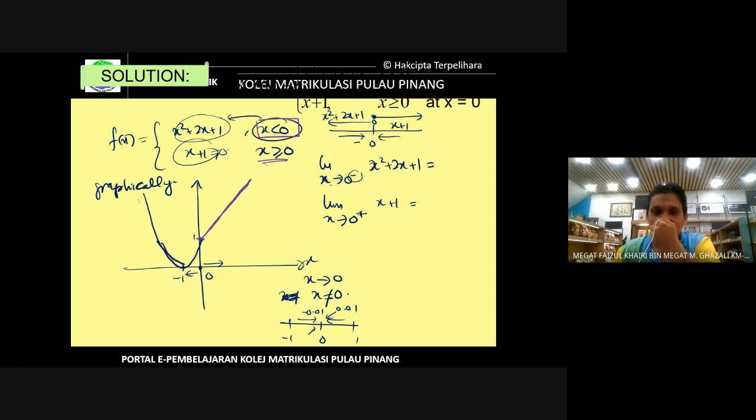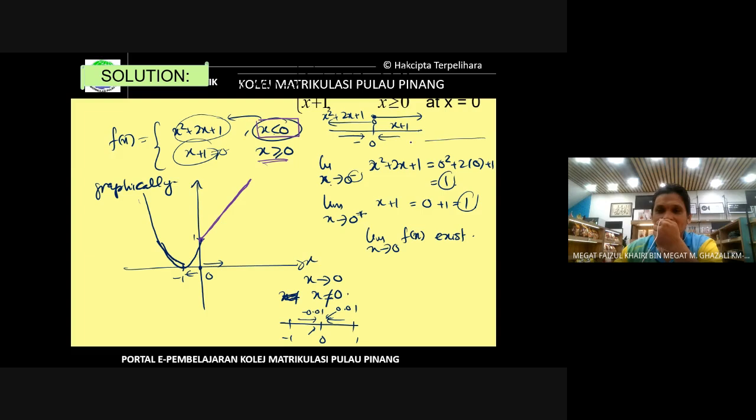So when x approaching to 0 from left, the function is x squared plus 2x plus 1. Substitute x with 0. 0 squared plus 2 times 0 plus 1 equal to 1. X approaching to 0 from right, substitute with 0 plus 1, which is also equal to 1. Now, limit x approaching to 0 from left exists equal to 1. Limit x approaching to 0 from right also exists equal to 1. So limit of x approaching to 0 of this function f(x) exists.